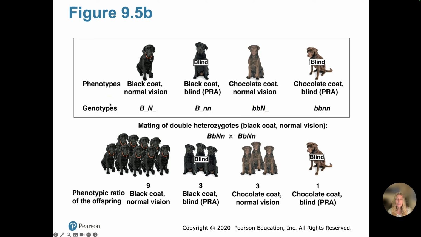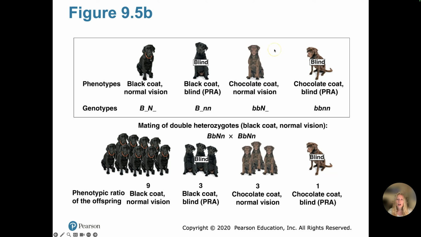Since we're looking at 2 traits, there's 4 possible phenotypes. We can have a black coat with normal vision, so that just means the individual will have a capital B and a capital N because the capital B is the dominant trait for black color. Capital N is the dominant trait for normal vision. We can have a dog that has a black coat, which is the dominant trait, so they'll have a capital B, but they're blind. So because they're blind, we know that they're homozygous recessive. They have the 2 recessive alleles for vision, the lowercase n, lowercase n.